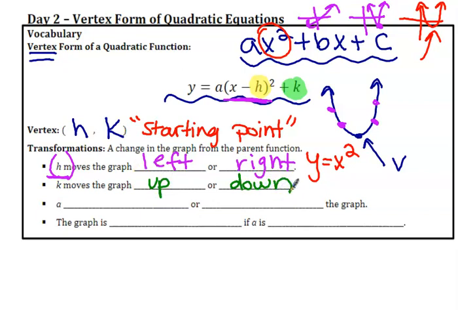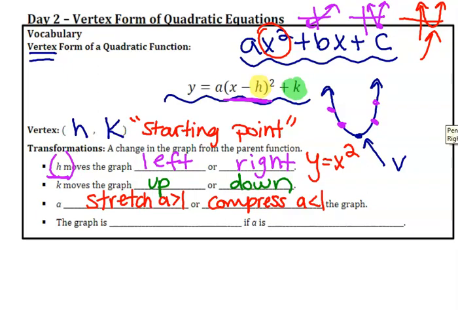Okay, and we can add things along the way. A tells us whether it's going to stretch, if it's greater than 1, or if it's going to compress, which means that it's less than 1, okay? So if it's a fraction, it's going to be wider, and if it stretches, meaning it's greater than 1, it's going to go up faster, okay?